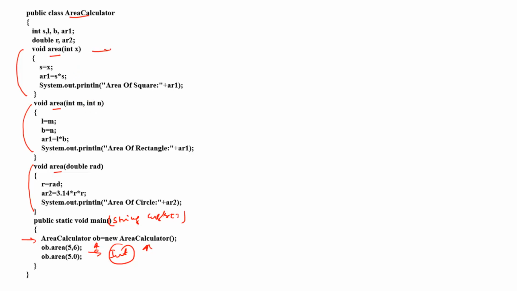So if this area here, say it is a void area, say int a comma int b, then it will not be taken. It will not run here because it's already defined here, int m comma int n.